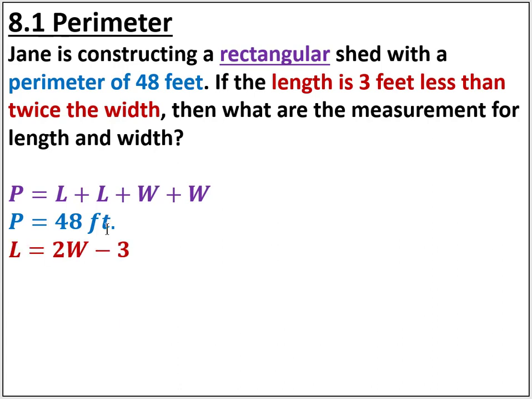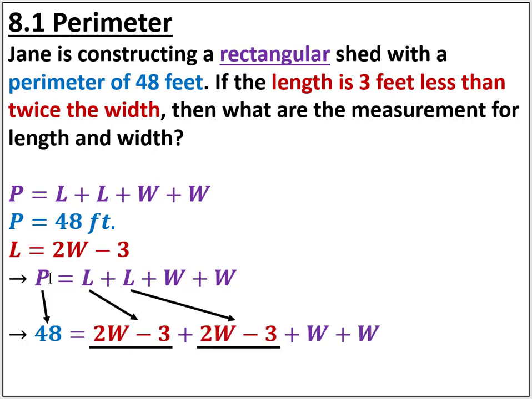Alright, so I put all my information together. Now I'm going to plug my information into the equation for perimeter. So P equals L plus L plus W plus W. The first thing we know is the perimeter, and the second thing we know is what L is equal to. So I'm going to plug 48 into P, and since L is equal to 2W minus 3, we're going to plug 2W minus 3 into each of the L's.